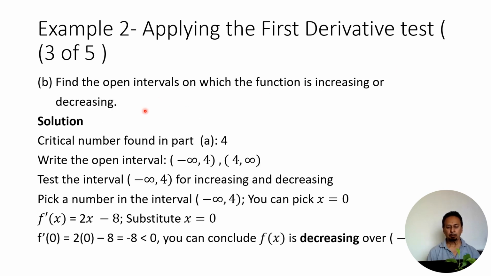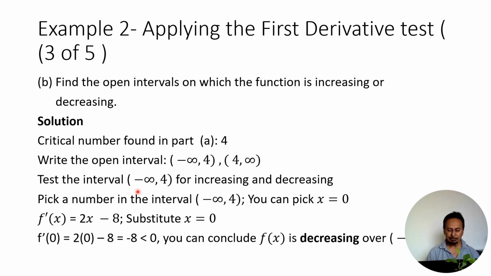Now we find the open intervals on which the function is increasing or decreasing. In part A, we just found the critical number x equals 4. Now we can write the open intervals. Since the given function is a polynomial, the domain is negative infinity to positive infinity. So the intervals will be negative infinity to 4, and 4 to infinity.